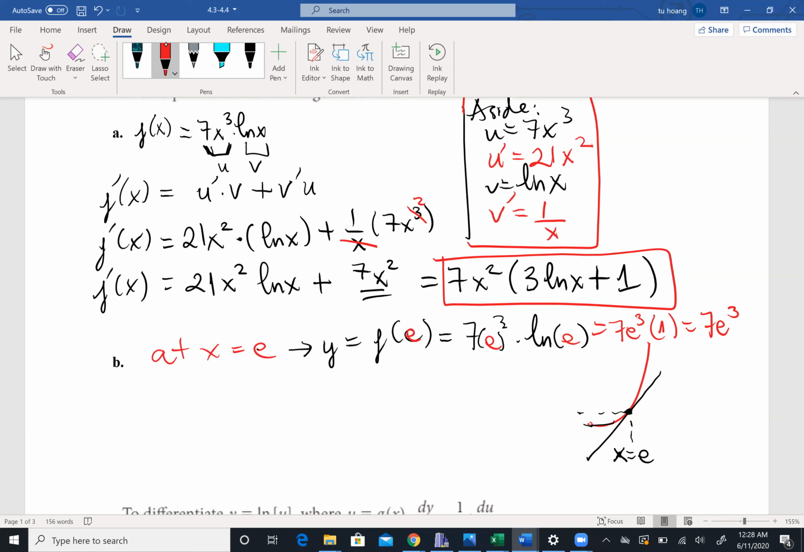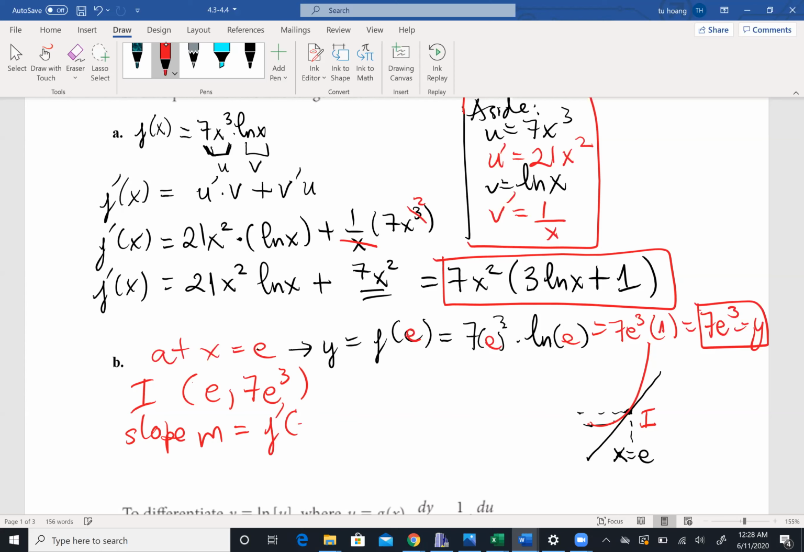Maybe I don't want to circle this. I have this as a y value. Okay, so now I need to find a slope. The point in here is e and 7e cubed, right? The intersection point. So I say the intersection point is capital I, right? And then the slope m will be equal to f prime of e.